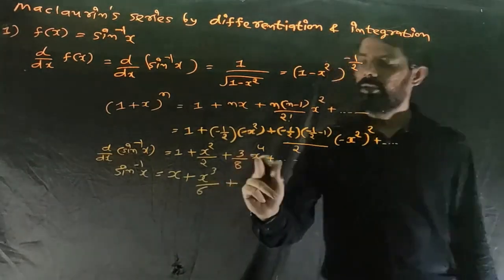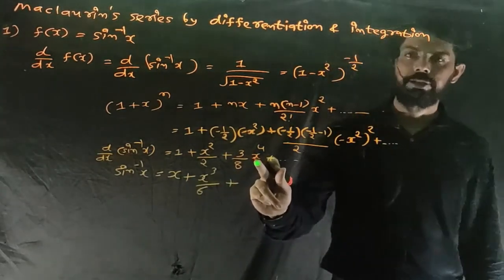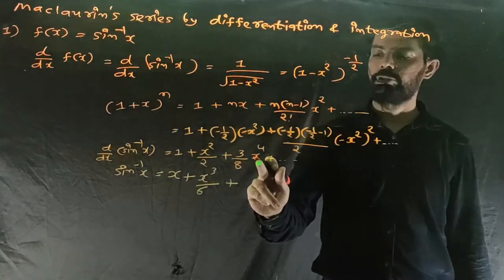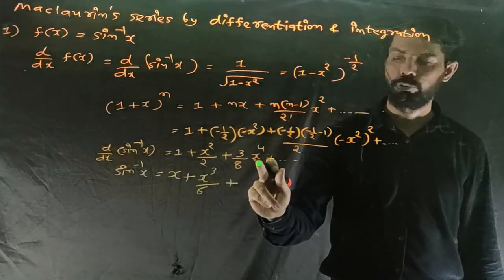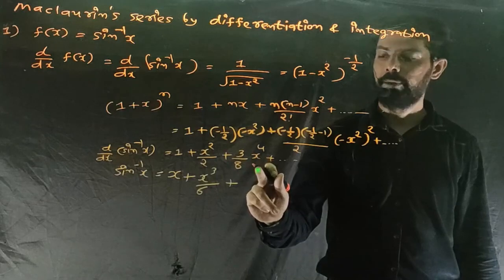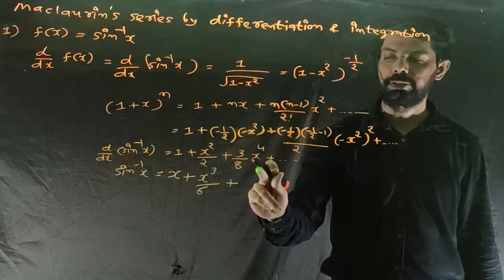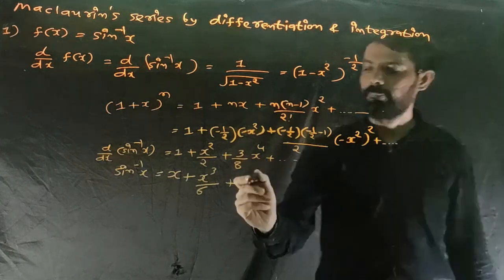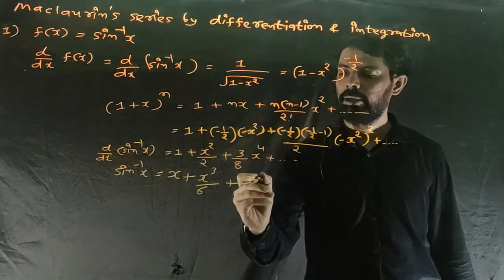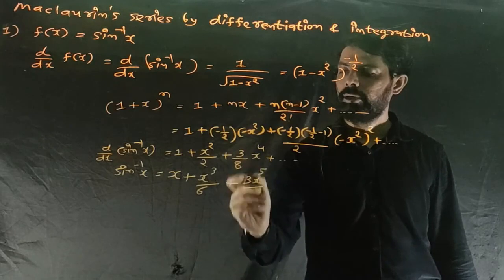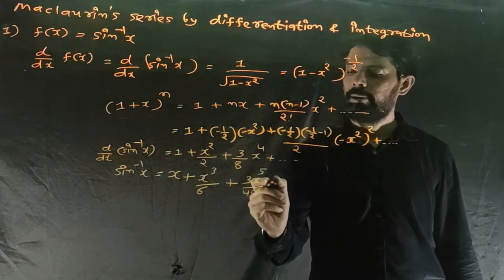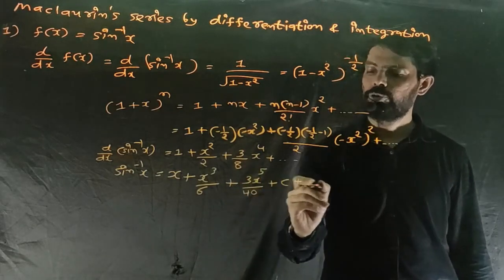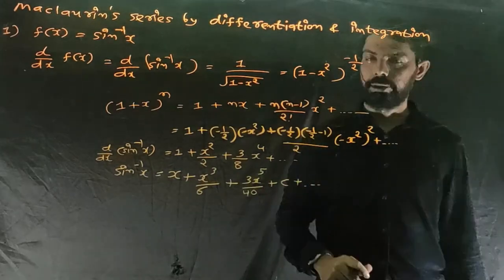Plus here again the integration of x raised to 4 will be x raised to 5 divided by 5, because the integration of x raised to n is x raised to n plus 1 divided by n plus 1. So if we simplify this, it will be 3 x raised to 5 divided by 40 plus c plus so on, where c is a constant.